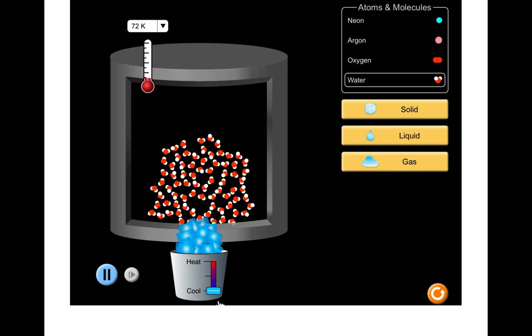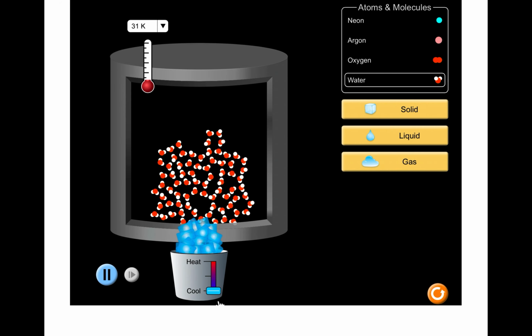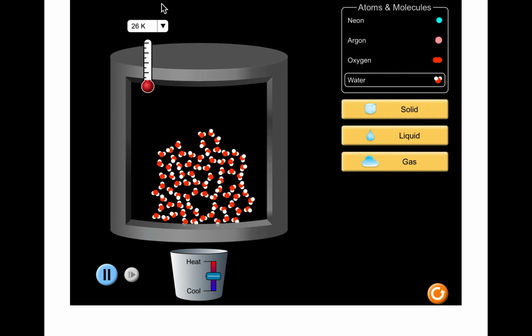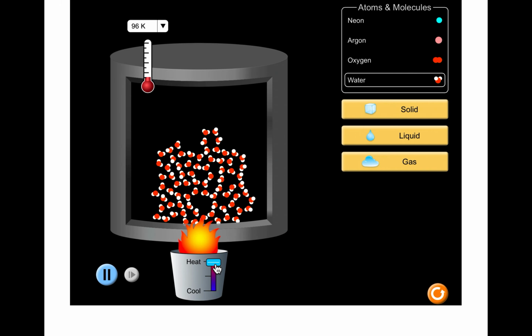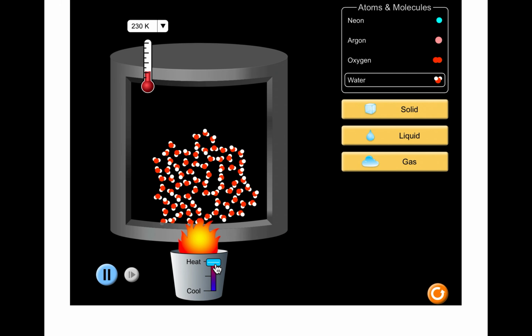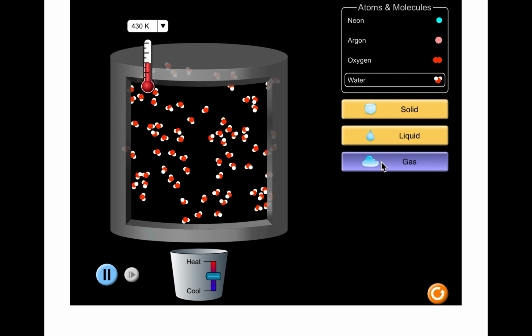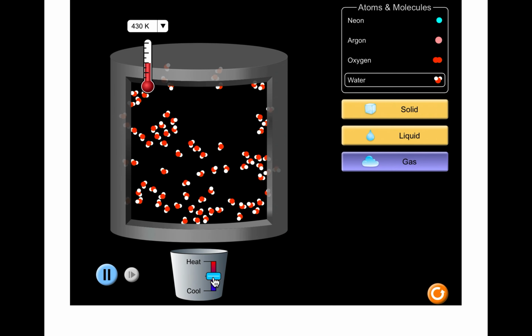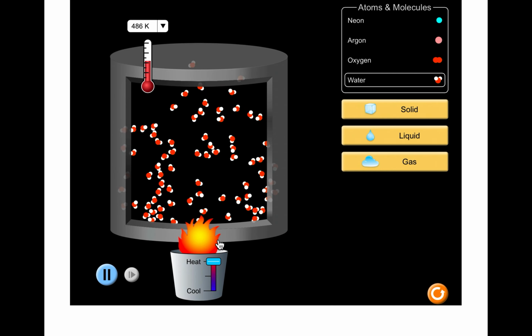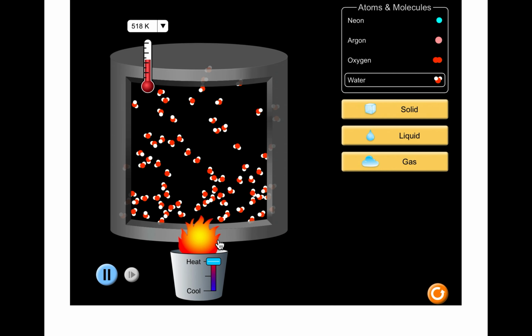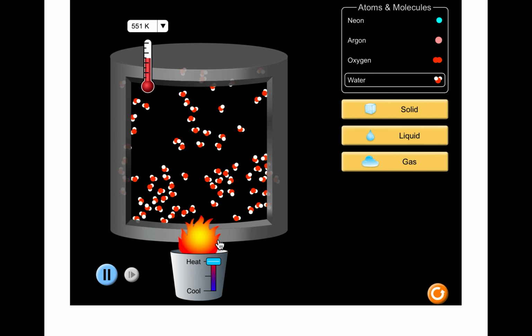Let's take the ice and cool it down even more. Notice how the motion of the particles is changing. The temperature is a reflection of that motion. Lower temperature, less motion. Increased temperature, increased motion. You can illustrate that as well with the gas. Increase the temperature, we're increasing the average kinetic energy of the particles as they move through space. That's what the temperature is measuring for us.